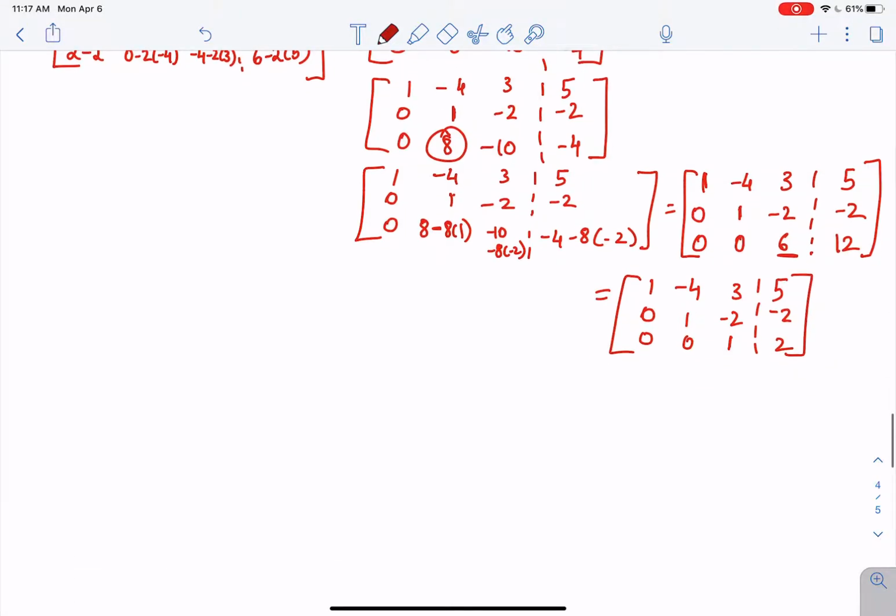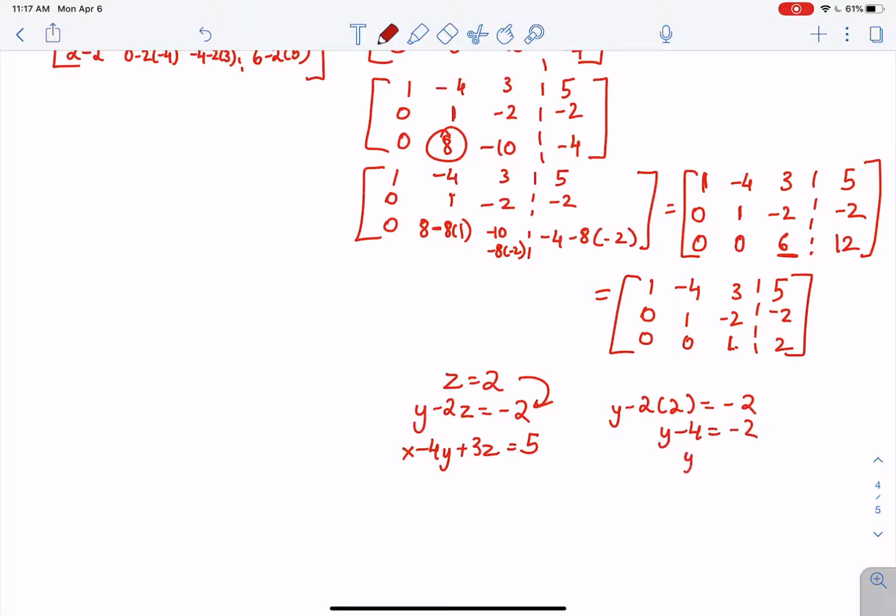So at this point, I can convert it back into the system of equations. So this bottom row, that was z. So I know z equals 2. This is y minus 2z equals -2. And x minus 4y plus 3z equals 5. And using this, I can substitute in. And I get y equals 2. And then I can solve for x. And I get x equals 7.